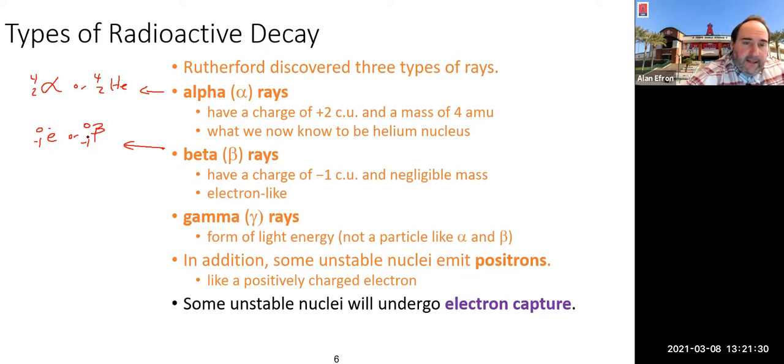A gamma ray is basically just pure radiation. So if you remember the electromagnetic spectrum, just past X-rays, you find gamma rays, short wavelength, very high energy. And it's like pure energy, sometimes just abbreviated with the gamma symbol, 0 and 0.